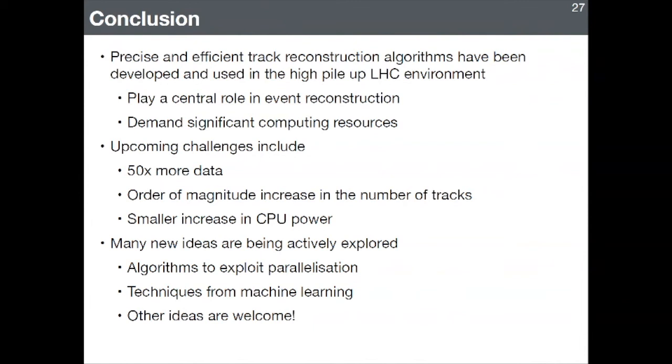There are many challenges that are coming: 50 times more data, an order of magnitude increase in the number of tracks, and a smaller increase in CPU power if you really try and control for everything. And so that's the reason why many ideas are currently being actively explored. Things like algorithms to exploit parallelization, techniques from machine learning, and I think that any other ideas are extremely welcome.